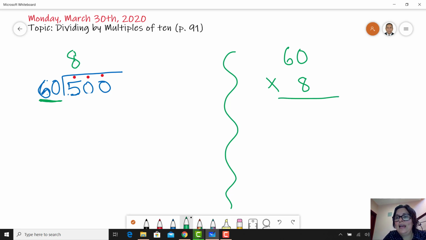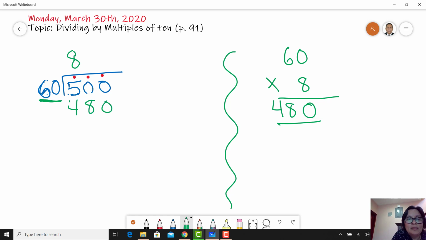And we do it. 8 times 0, 0. 8 times 6, 48. So the answer that we have is 480. So we're writing here 480. Remember to keep the lines, ones under ones, tens under tens, and hundreds under hundreds. So now we have to subtract.